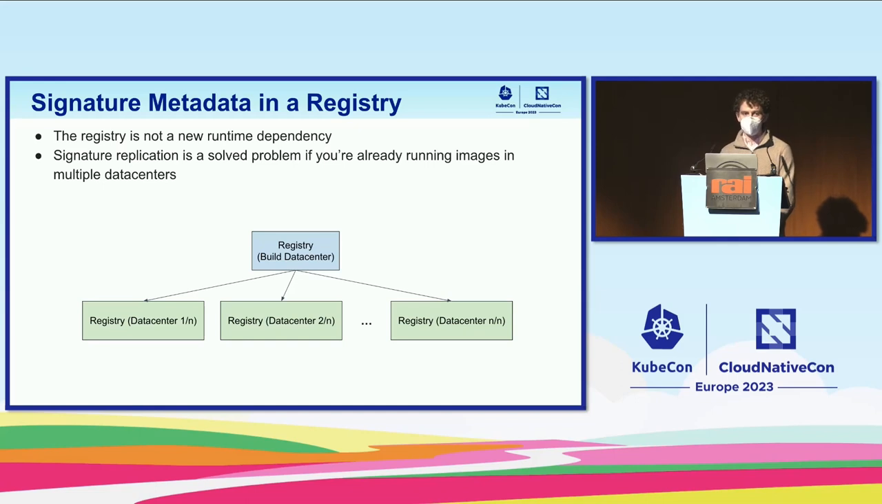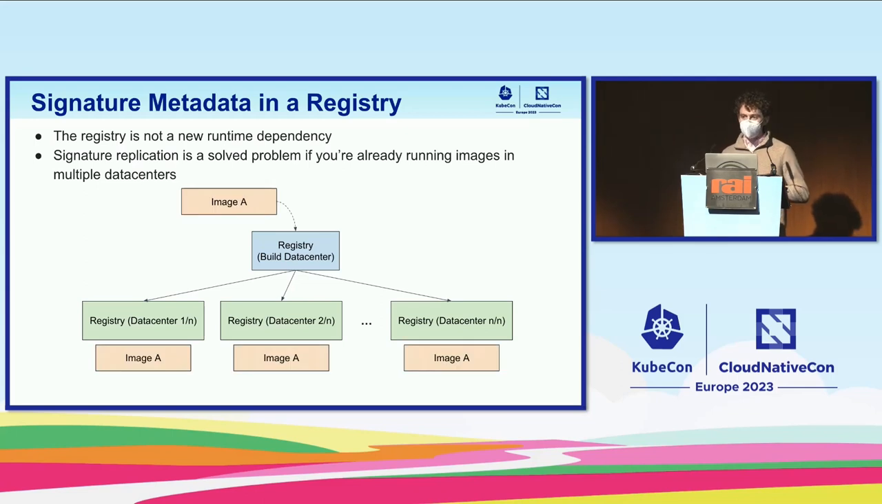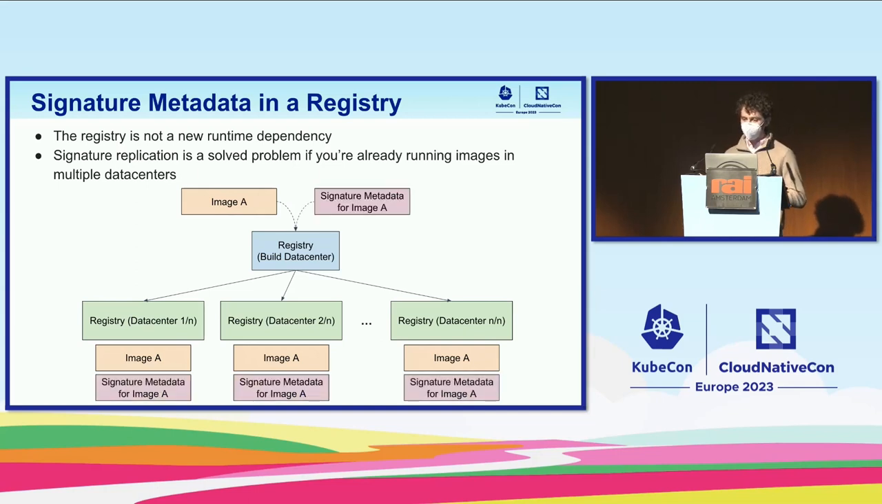So we run a number of isolated data centers, and by design, there are very few systems that are able to transfer data between these data centers. And notably, one of those is the registry, because we need to be able to build an image in the build data center and transfer that image to all the runtime data centers where it will eventually run. So by pushing signature metadata to the same registry, we get to reuse the same replication mechanism to distribute those signatures everywhere that the verifiers will need them.